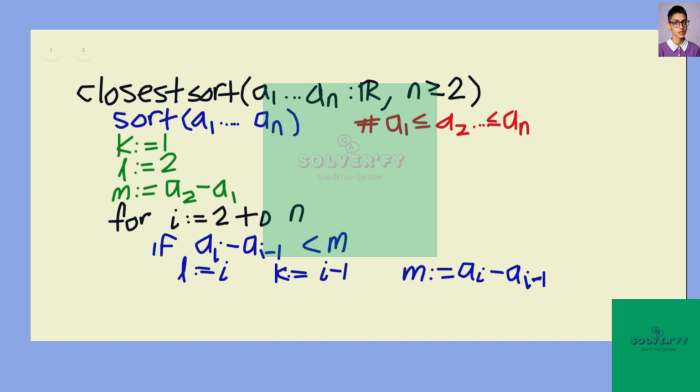Okay, and then at the end of this, we want to again return the elements that are closest together. So we'll do that by returning a L and A K.